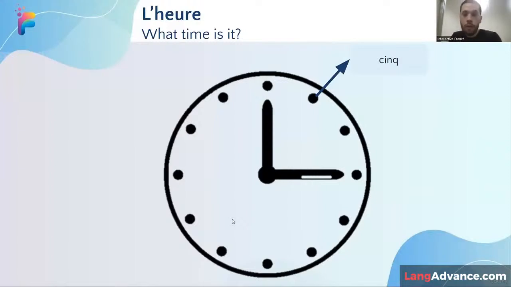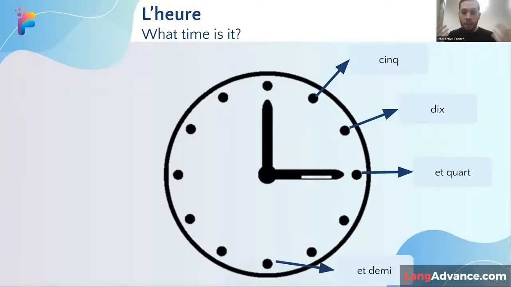So if it's 5 past, we say 5. If it's 10 past, we say 10. Now, if it's quarter past, you can say 15, or you can say et quart. So for instance, if it's quarter past 1, you can say il est 1h15. If it's half past, you can say il est 1h30, okay? 1h30.